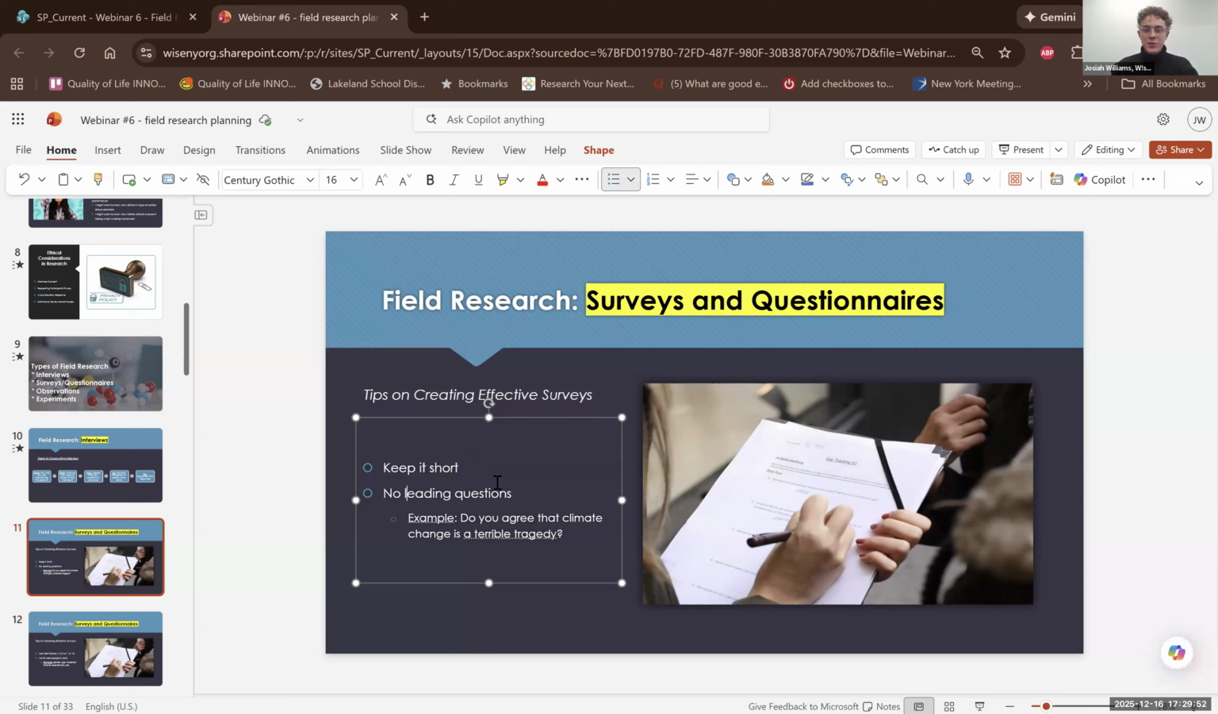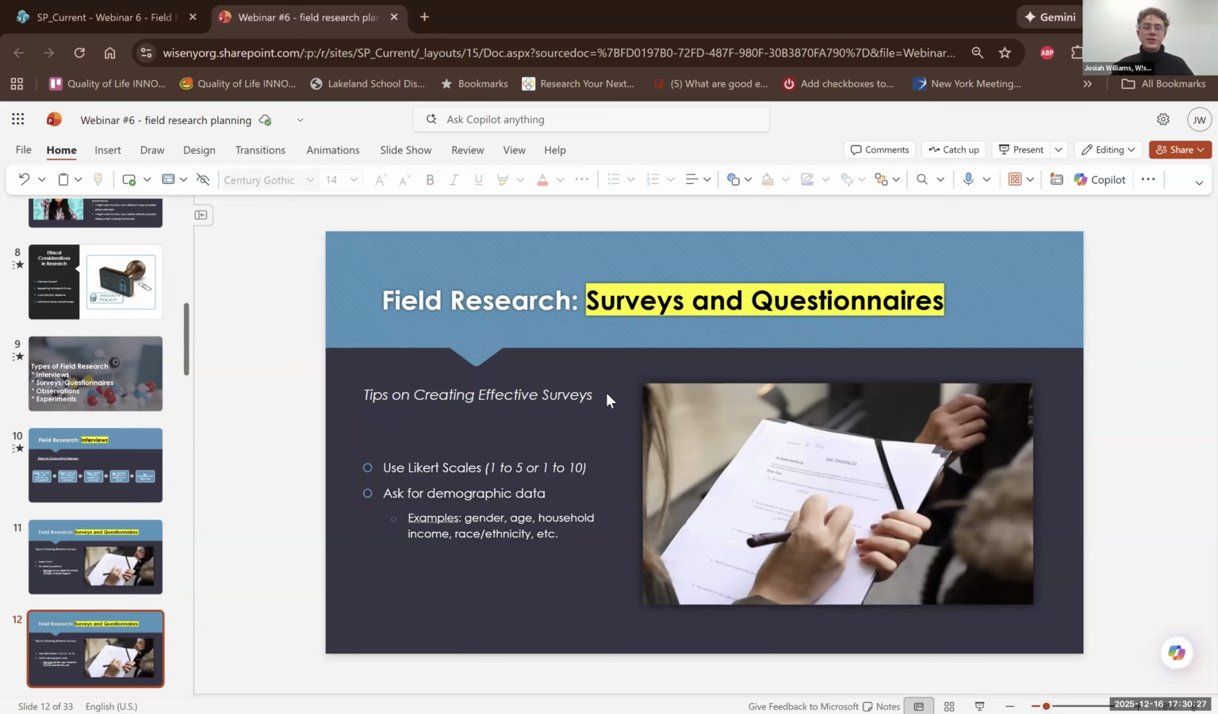And along those lines, no leading questions. So the example, I love this example. Do you agree that climate change is a terrible tragedy? That's so leading. Objection, leading the witness. Because we assume in the question that climate change is a terrible tragedy, which it is, but you can't assume that in a survey question because your research is tarnished, right? Because you're affecting how the person is perceiving climate change and how they will answer your question.